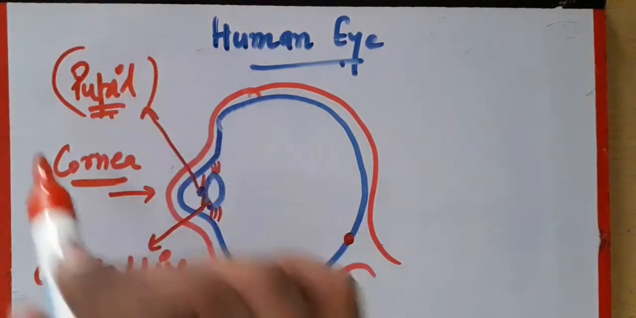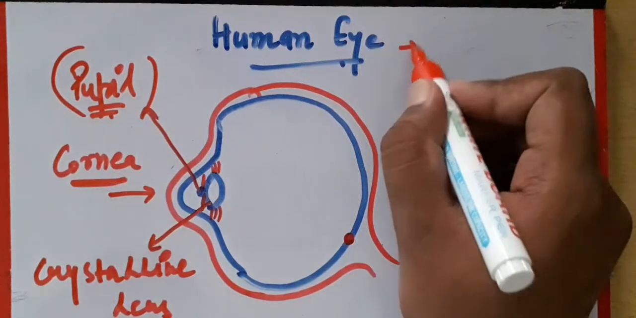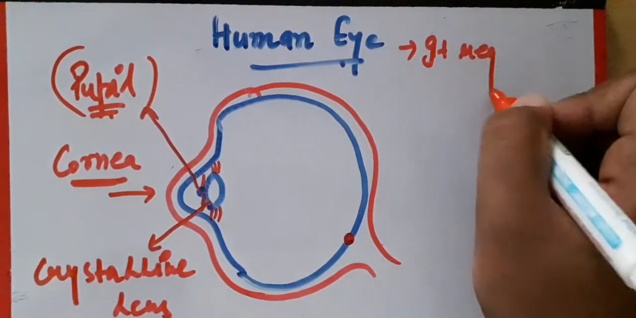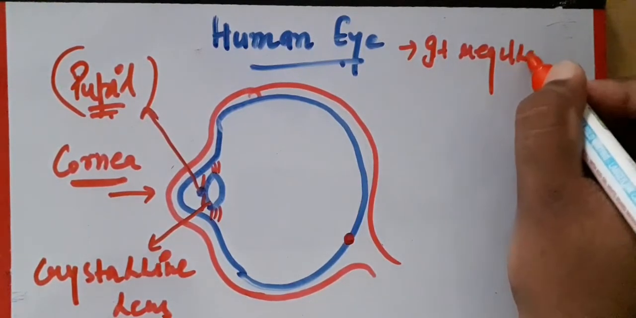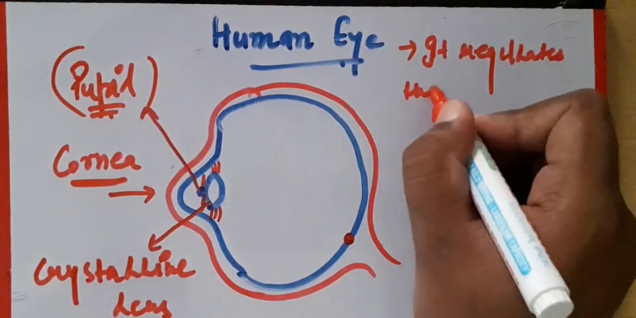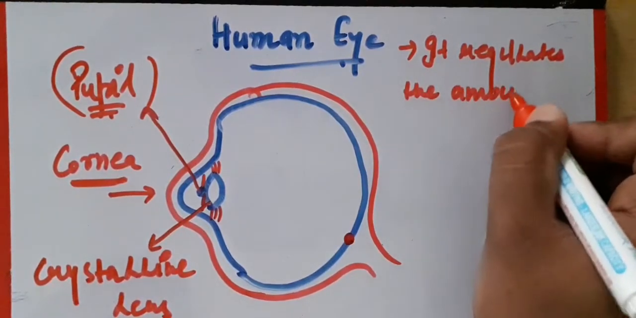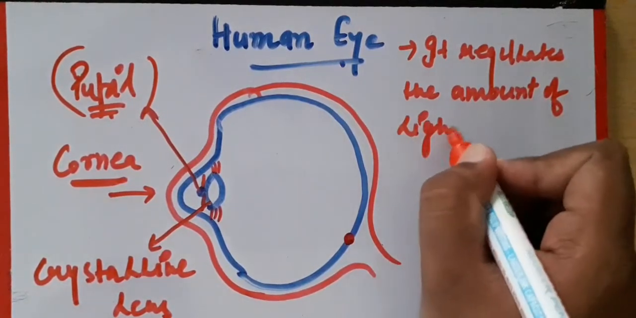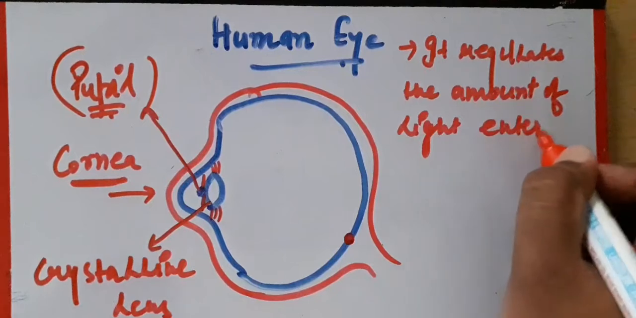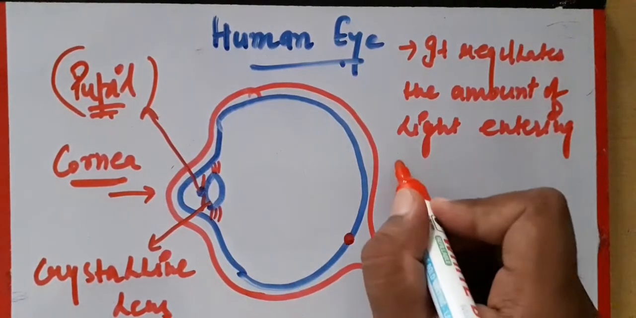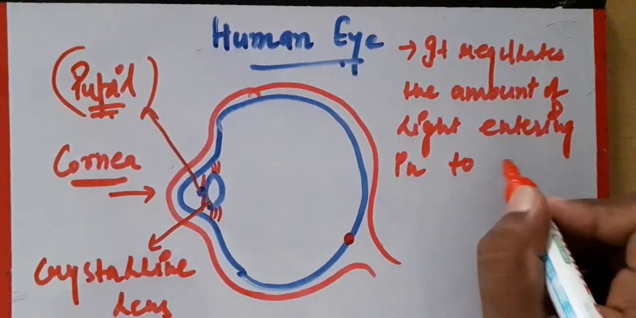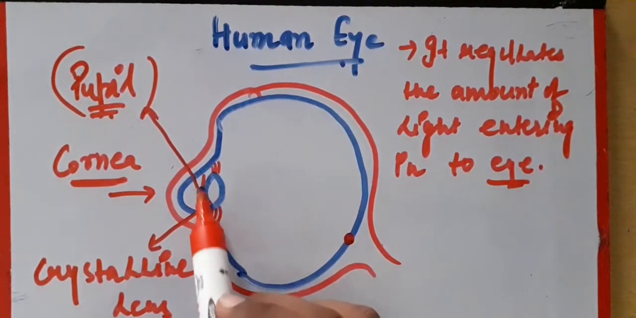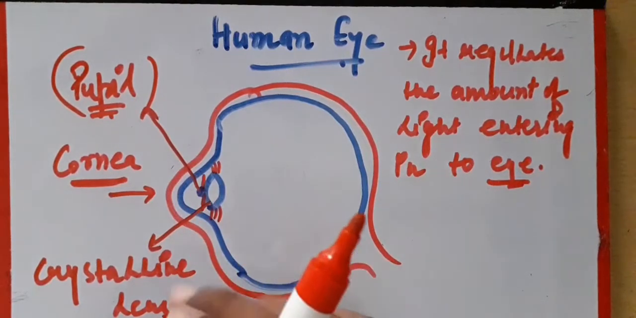And what does the pupil perform? The pupil does a very important function. It regulates the amount of light entering into the eye. So it is a very important function. What does it do? From its size, it regulates the amount of light entering into the eye.